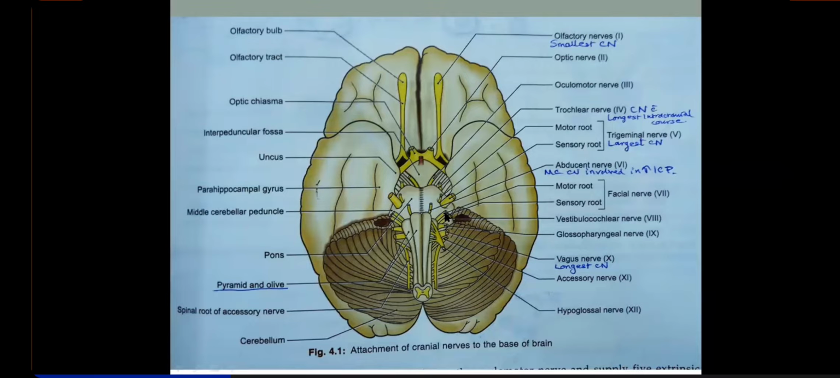which is motor. And again, remember, M for motor, M for medial. So the main trunk of the facial nerve will be medial to its sensory component, which is called nervus intermedius. So nervus intermedius will be arising lateral to the motor trunk of the facial nerve, right? So these are the motor and sensory roots of the facial nerve.